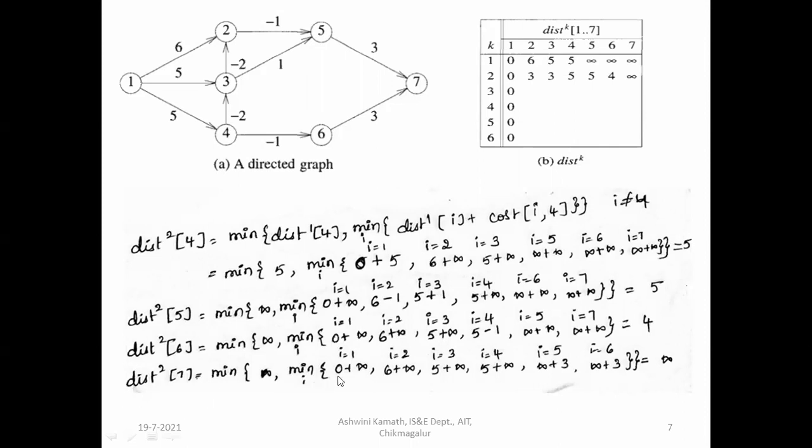For 7, we did not get any minimum cost path, because from 1 we don't have the direct edge, infinity, from 2 we don't have, from 3 we don't have, from 4 we don't have, from 5 we have, but 1 to 5 is not reachable. Still it is not reachable, it is infinity. So infinity plus 3. For 1 to 6, it is not reachable, infinity plus 3. In the second row, it is updated, but in the first row, it is not updated. So distance 2, it will be infinity.